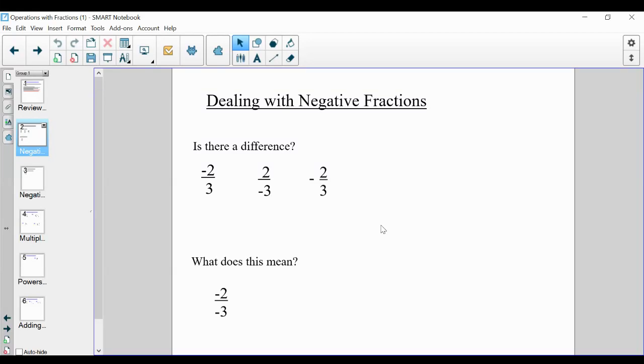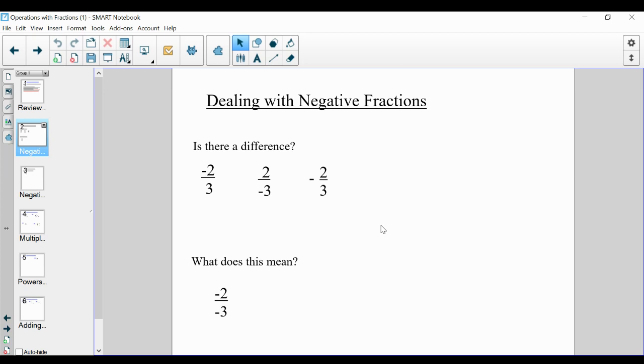So fractions can be negative or positive. And up until now, you've only dealt with positive fractions. So I want to take a minute to talk about a negative fraction and ways that we can write it. I want you to look at these three fractions.